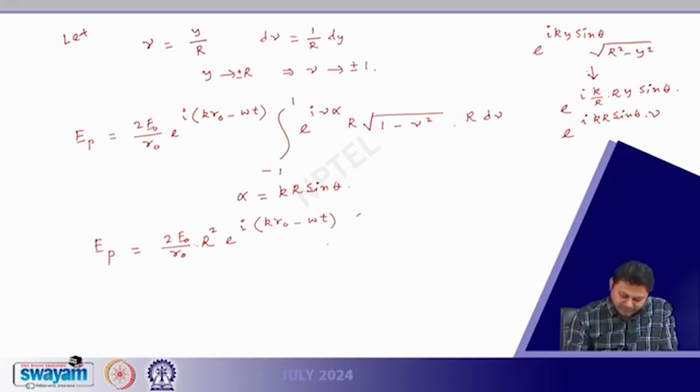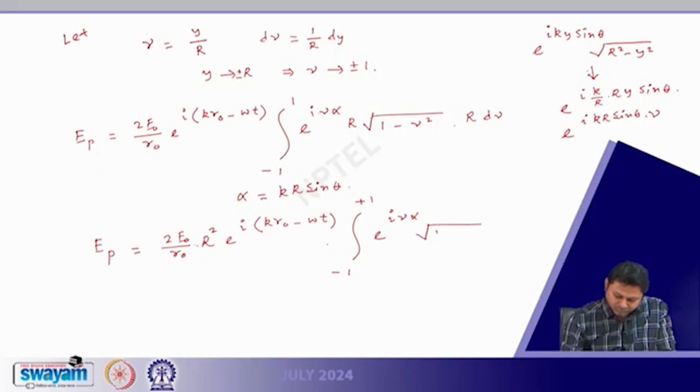Then we have an interesting integral: the integral from minus 1 to plus 1 of e to the power of i nu alpha, root over of 1 minus nu square, d nu. I put some emphasis here on this integral because it is not possible unless you know the value of the integral. There is an identity, I am writing this identity in a different color maybe, and this identity is this.